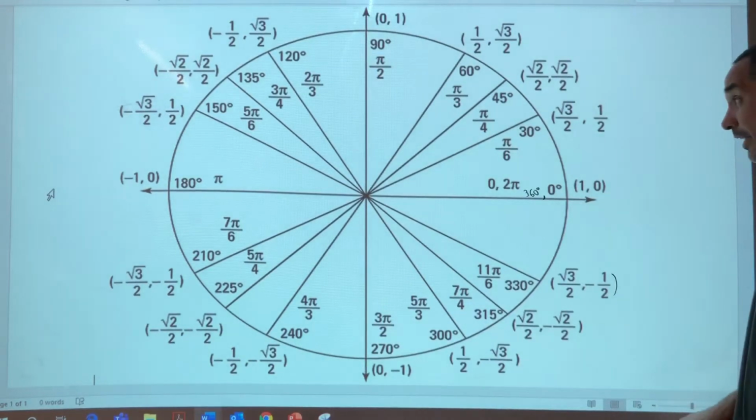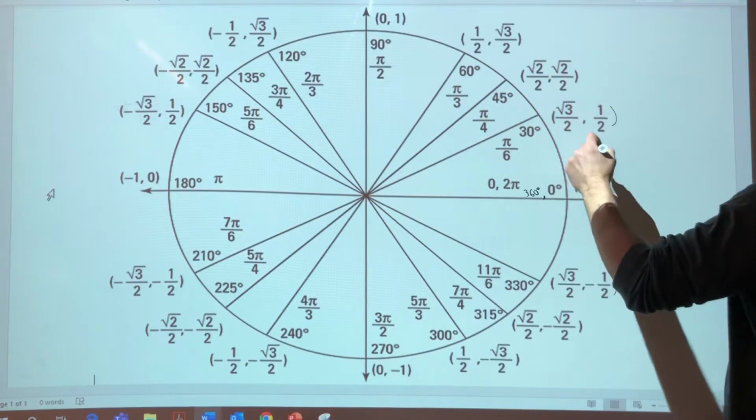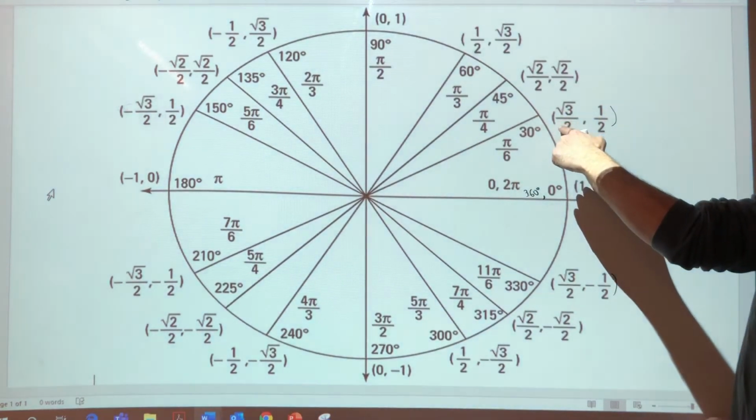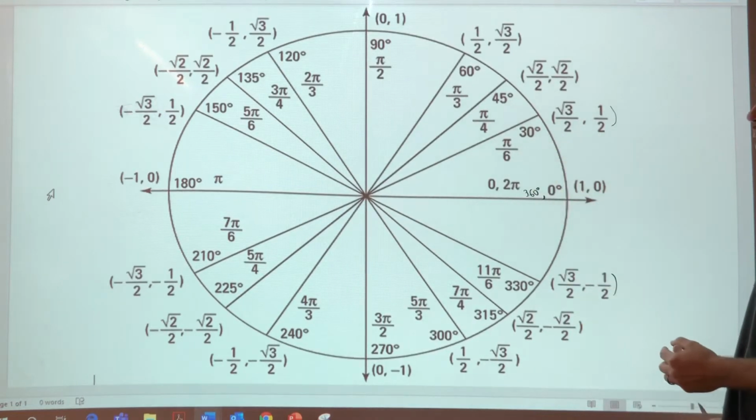If you use the Pythagorean theorem on this, x squared plus y squared, you would also find that the distance is going to be 1.